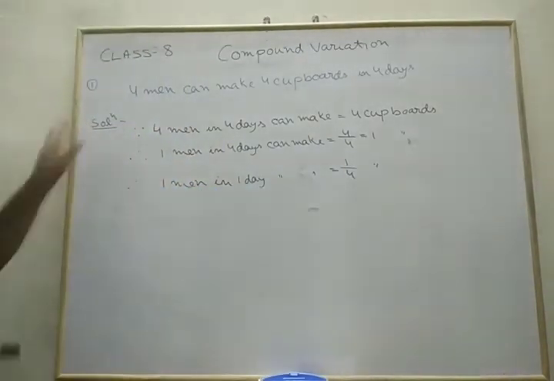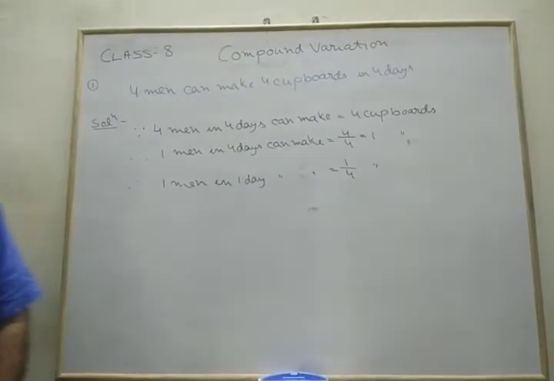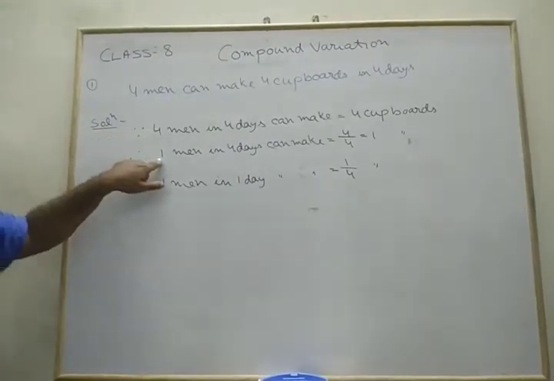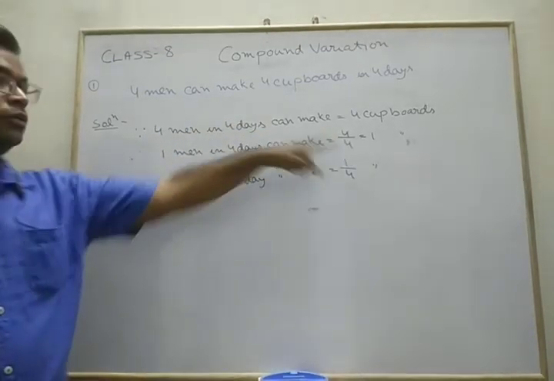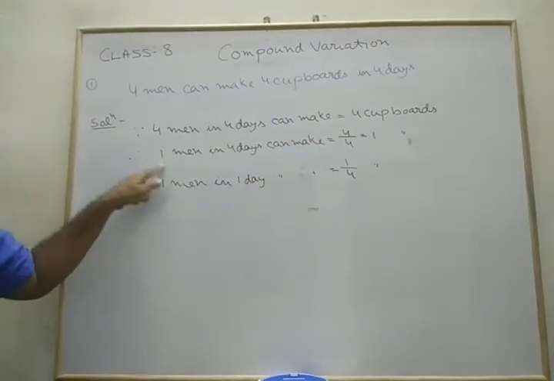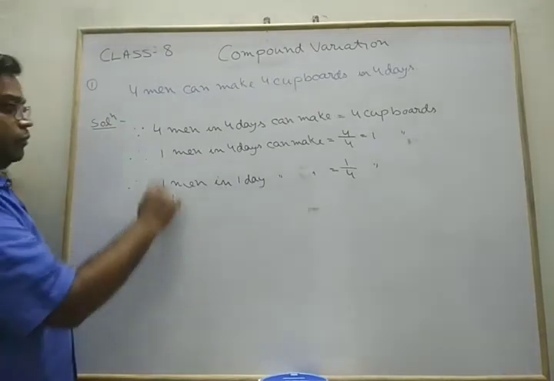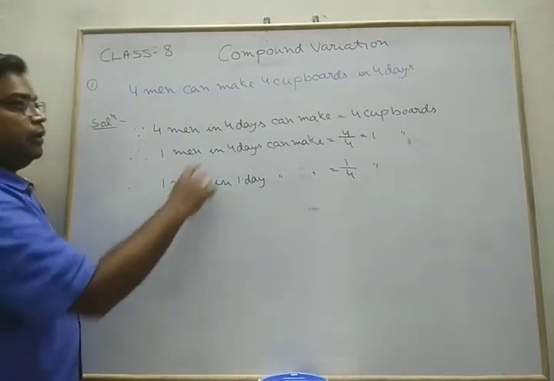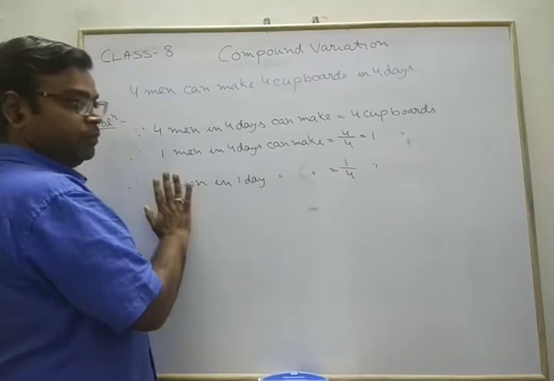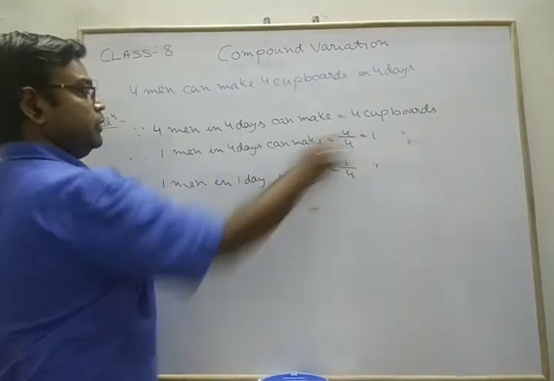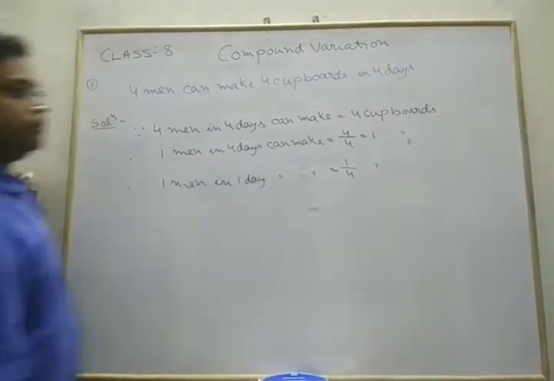So I hope it's clear. Once again, let me explain this part, then we move further. 4 men in 4 days can make 4 cupboards, the given part. Therefore, 1 man, we change the number of men. 1 man in 4 days, days part constant, makes how many cupboards? 4 men, 4 cupboards. So fewer men, fewer cupboards. This is direct variation. Again, 1 man in 1 day can make how many? The same number of persons in 4 days make 1 cupboard. So fewer days, fewer cupboards. Again, it's direct variation. This is the first part.